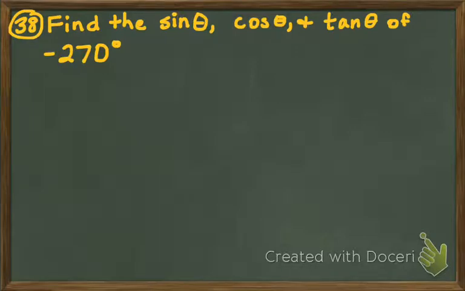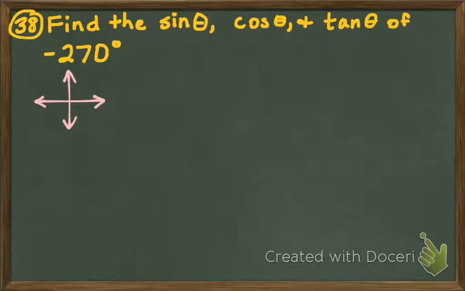Number 38. Find the sine, cosine, and tangent of negative 270 degrees. All right. Well, again, this is talking in terms of the angle, but I tend to want to think just in terms of the unit circle, so let's just do this one without a triangle. And to me, it's easier to think about the quadrantal angles without triangles anyhow. So we're going to look at a pair of axes here to see where our angle lands.